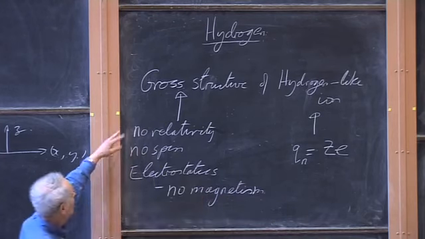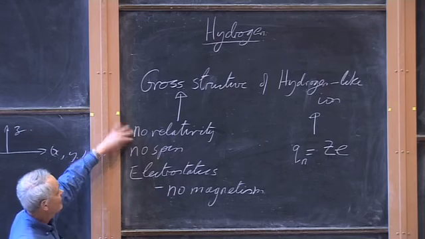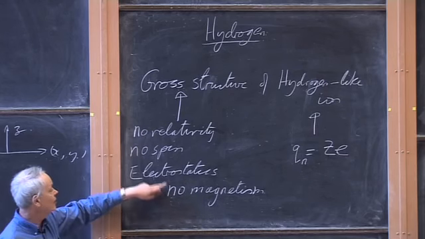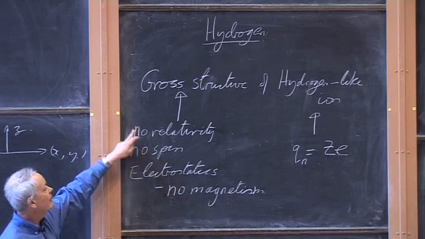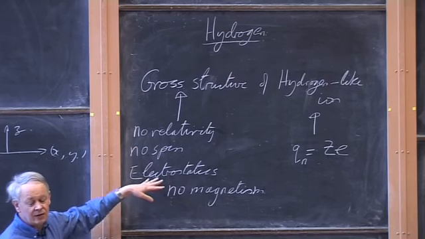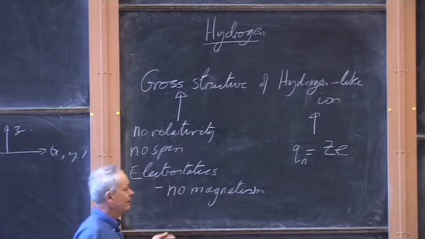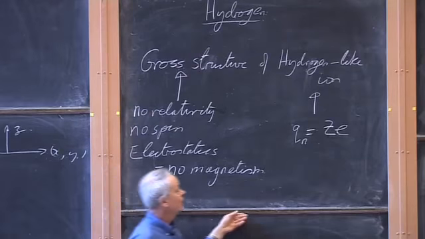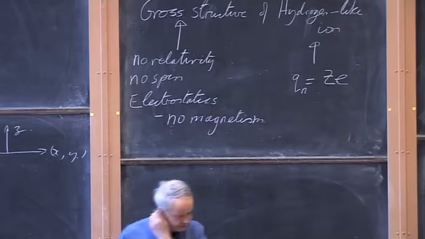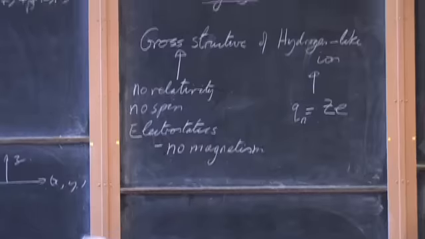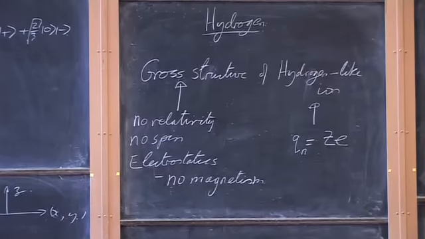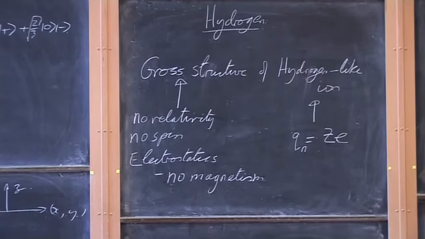The key thing really is we're leaving out relativity, because magnetism is a relativistic correction to electrostatics, and spin arises naturally when you think about electrons in the context of relativity, as I hope you'll appreciate next year. So we're leaving out effects which are actually quite important, but you know, one has to proceed in steps.